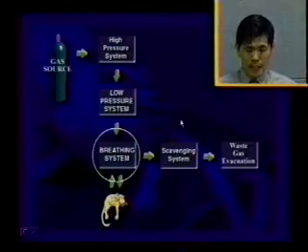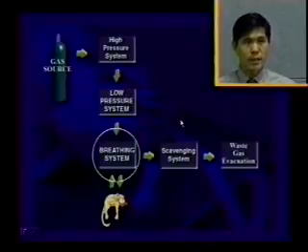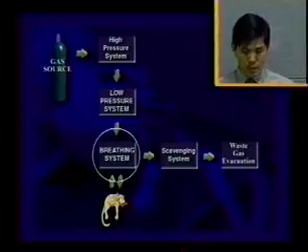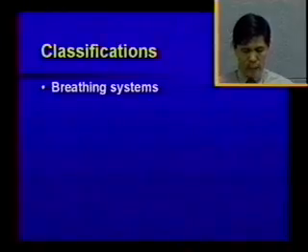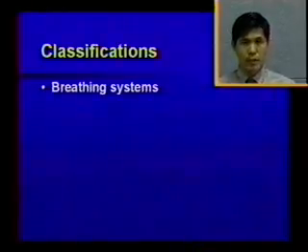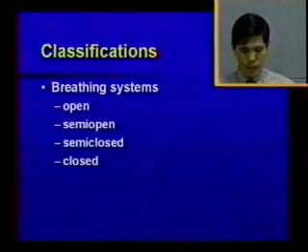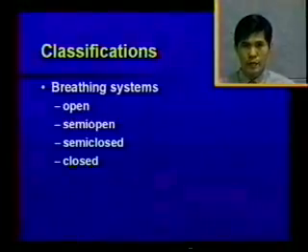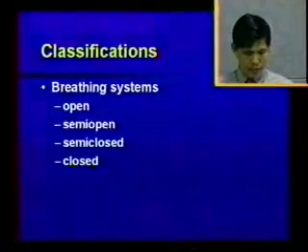The next part of the anesthetic gas machine would be the breathing system. I'm hoping that they will ask this in the boards. And so what I'll do next is classify the breathing systems available to us. They're classified as open, semi-open, semi-closed, closed system. And I will identify these terms for you.